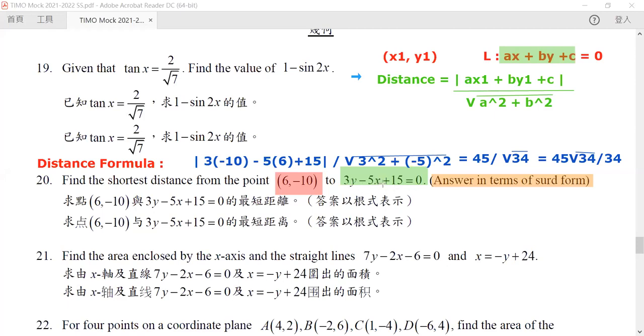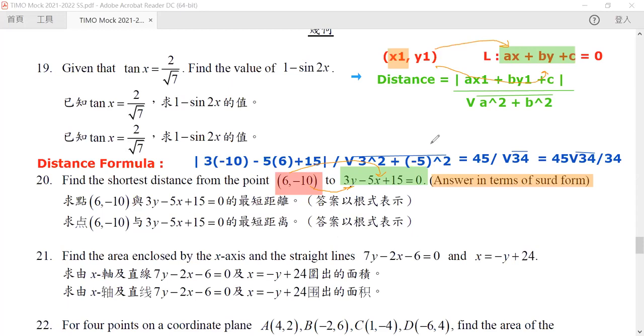Yeah, the equation is very interesting because it is 3y minus 5x, but the formula is very simple. You just replace our x1 with the corresponding x coordinate, and then we replace our y1 with the corresponding y coordinate. So in here, I replace the 6 for our x here, and the -10 for our y here. So you don't exchange them. In fact, you replace the x by the x coordinate of the point and the y by the y coordinate of the point. Okay, so this is our question 20.